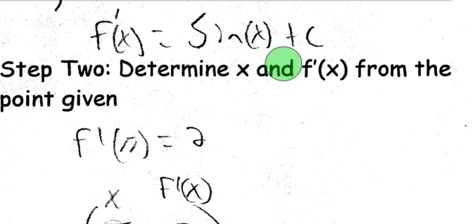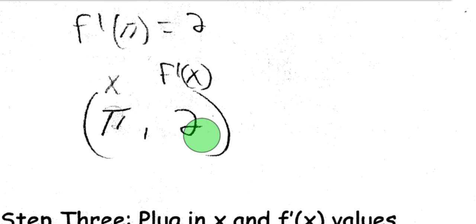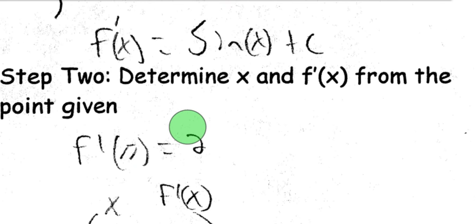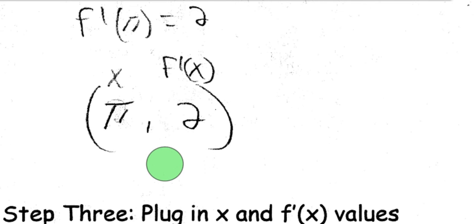Step 2 is to determine x and f prime of x from the point given. So x is equal to pi, and you can see that your y value is 2. So x is pi, f prime of x is 2. Now why are we determining this? Because we have to in order to figure out c.